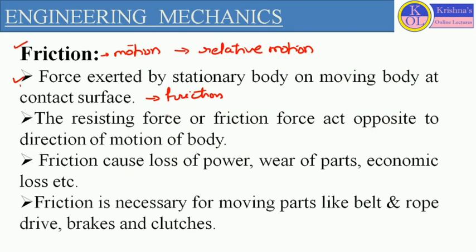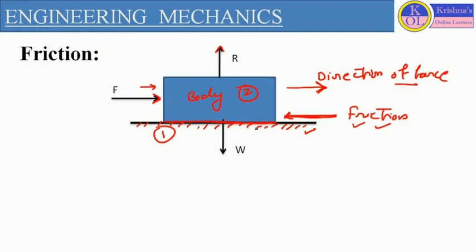So this resisting force we consider as the friction force. We can also say it acts opposite to the direction of motion of the body, and it will act tangentially at this contact surface only. We cannot consider this friction force at this surface opposite to the direction of force or opposite to the direction of motion. This friction force will always act tangentially at the contact surface only. So this is our first condition, when one body is stationary and another body is in motion.